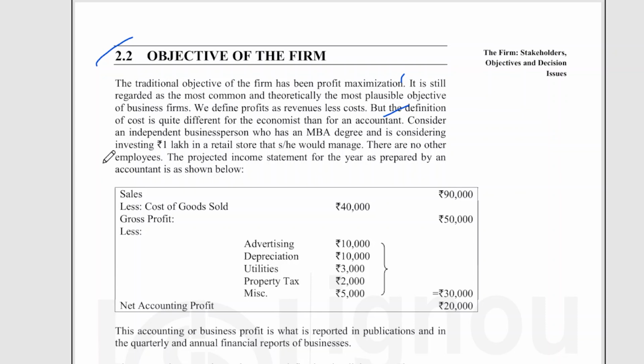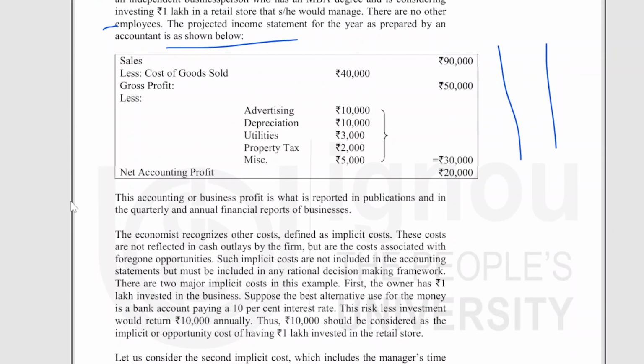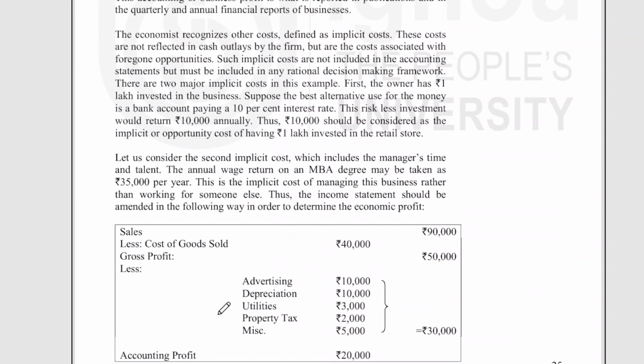So there are no other employees, and the projected income statement for the year as prepared by the accountant is here. The accountant prepared the sales figure, and less cost of goods sold, and so on. The economists recognize other costs, defined as implicit costs. These costs are not reflected in cash outlay by the firm, but are the costs associated with the foregone opportunities. Here also one more table is shown.